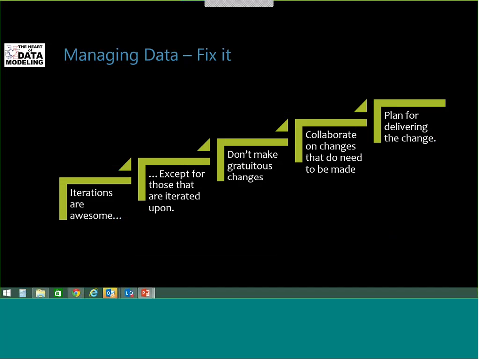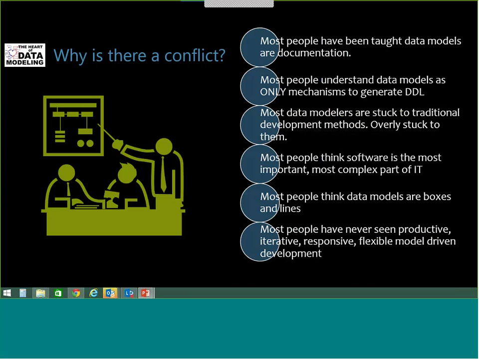So change management and iteration is important, but we have to make cost-benefit decisions on making changes. We do have to collaborate when changes are needed, and we need to plan for the delivery of that change. We can't just foist it upon team members who are working on sprints. We have to agree during sprint planning when a change can be incorporated.